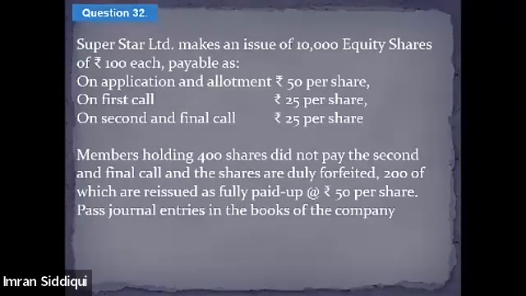So it says Superstar Limited makes an issue of 10,000 equity shares of rupees 100 each, payable as on application and allotment 50 per share, on first call 25 per share, on second and final call 25 per share. Members holding 400 shares did not pay the second and final call, and the shares are duly forfeited, 200 of which are reissued as fully paid up at 50 per share. Journal entries in the books of the company.